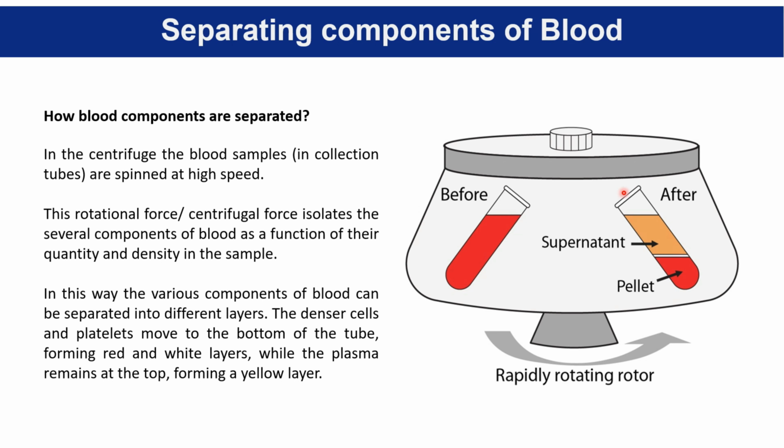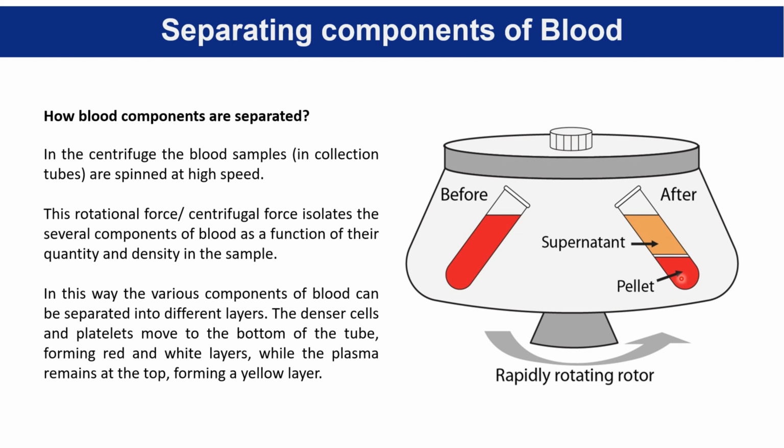So in the centrifuge, we take the blood collection tubes and spin them at a very high speed. There is a rotating motor inside. This creates a rotational force, which we call a centrifugal force. This centrifugal force separates the blood into several components based on the quantity as well as the density in the sample. So once the blood is spun in the centrifuge, it can be separated into three different zones, as we can see here.